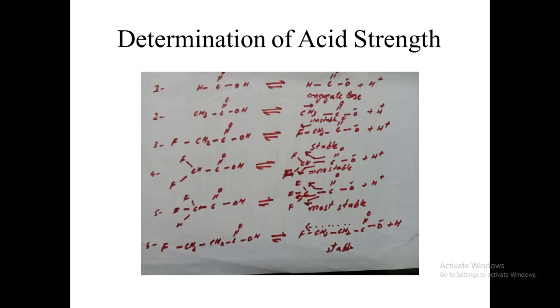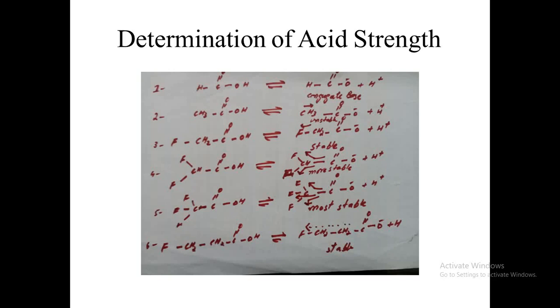Now we are comparing examples 2 and 3: acetic acid and fluoroacetic acid. We know that electronegative atoms have an electron withdrawing inductive effect. So the arrow is showing that fluorine is withdrawing electron density from the oxygen, minimizing the charge at oxygen and making it stable. That I mentioned at the bottom of equation number 3. Due to the electron withdrawing inductive effect of fluorine, the fluoroacetate ion is stable and the respective acid is a stronger acid as compared to acetic acid.